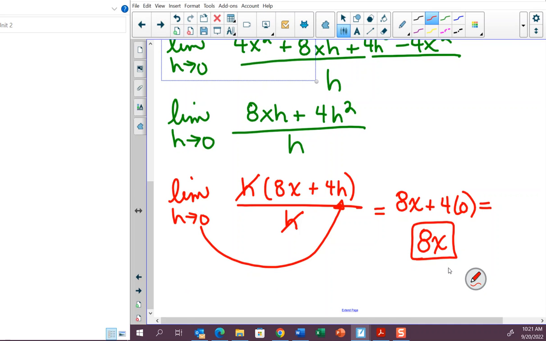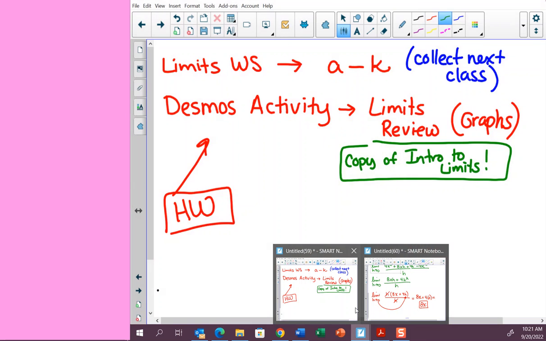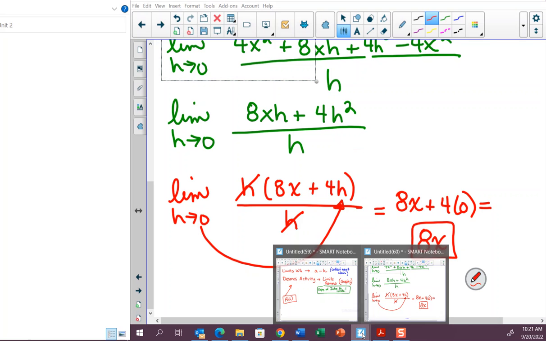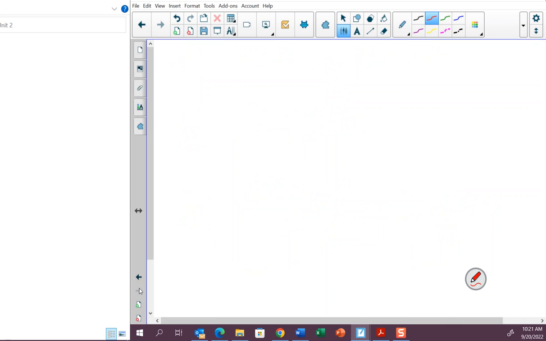Now, all of that work to get 8x. Power rule will get us there. Did I print that over yet? Nope, I don't think so. That's okay. Power rule will get us there even faster.